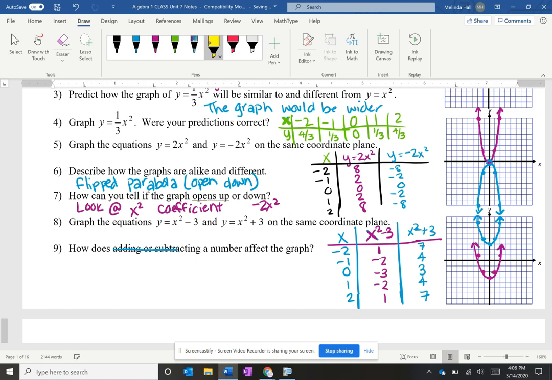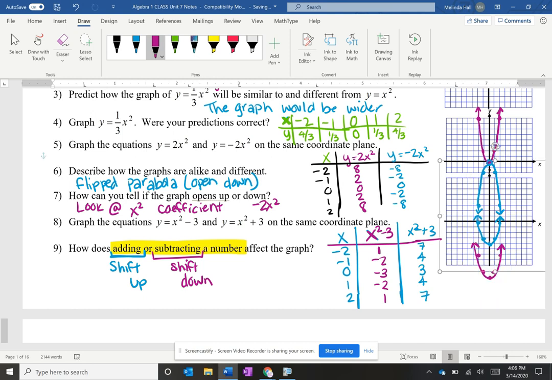And so notice from those, when you add or subtract a number, what's happening is it is making the graph shift up or down. Okay? So when you add a number, that is going to make it shift up. And when you subtract a number, that's what's going to make it shift down. And it just shifts straight down on the y-axis. We'll get into left and right shifts later on. So, move the graph.